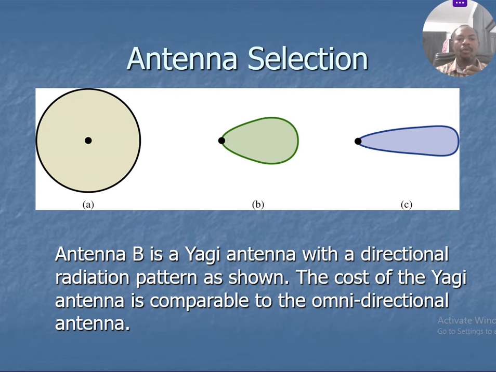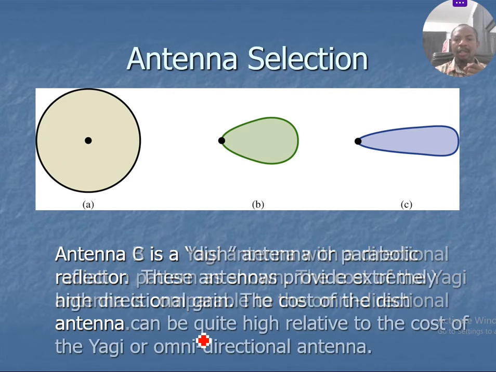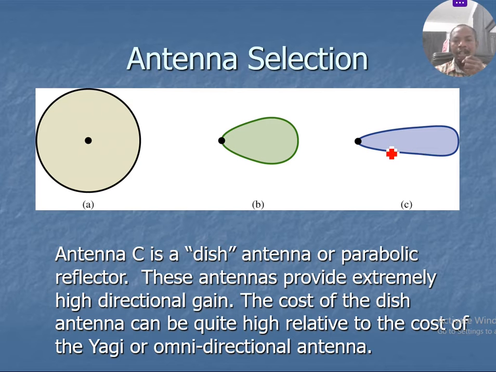Now let's take a look at the second one. If you look at figure B, the antenna type is a Yagi antenna with a directional radiation pattern. As shown, it is directional, so it can receive signal from this direction only. It's not 360 degrees, it's a directional antenna. Then if you look at antenna C, this is highly directional. It can only receive signal from this direction.